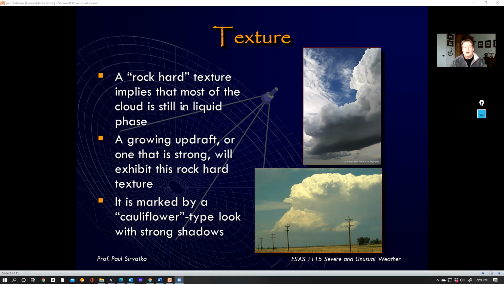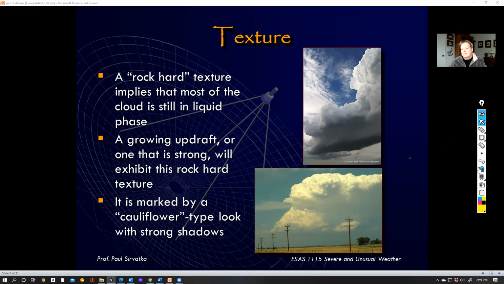And when it is rock hard, and this is kind of important here, I'm going to bring out my little epic pen so I can kind of highlight a few things. It's in the liquid phase. So all the cloud which is visible is liquid water. When the updraft is growing, or if it's a strong updraft that's been there for a while, it exhibits the rock hard texture. So all these little things, rock hard texture, all the way up into the overshooting top. Okay, that's that.